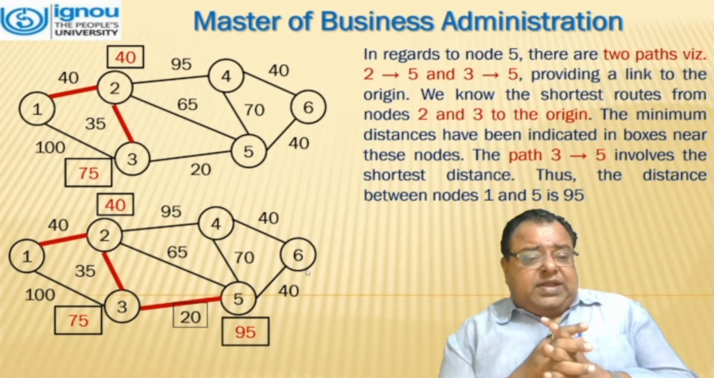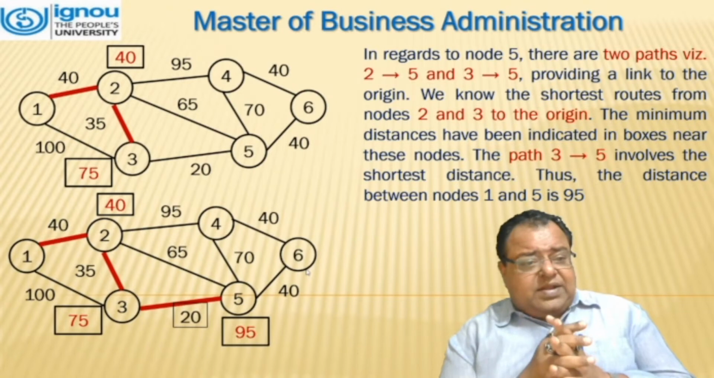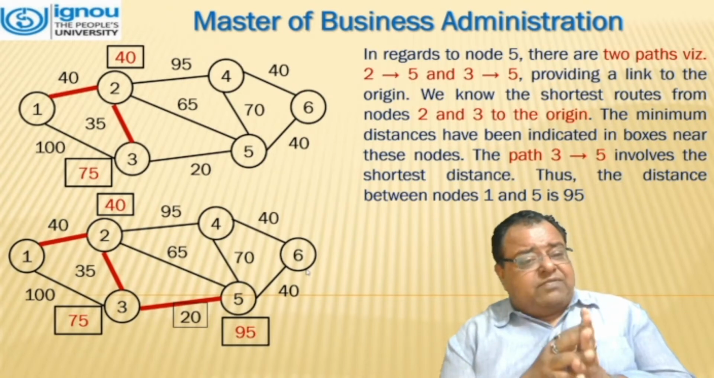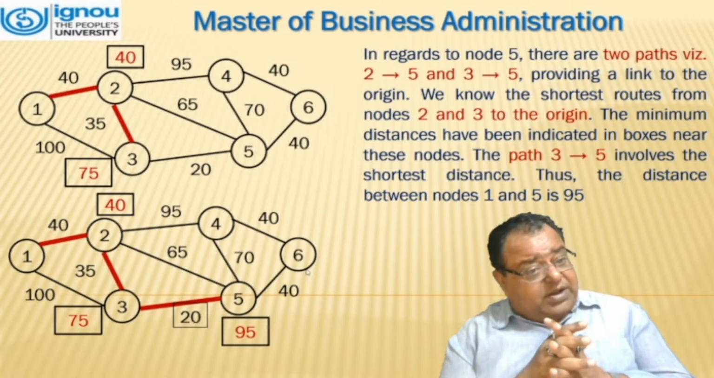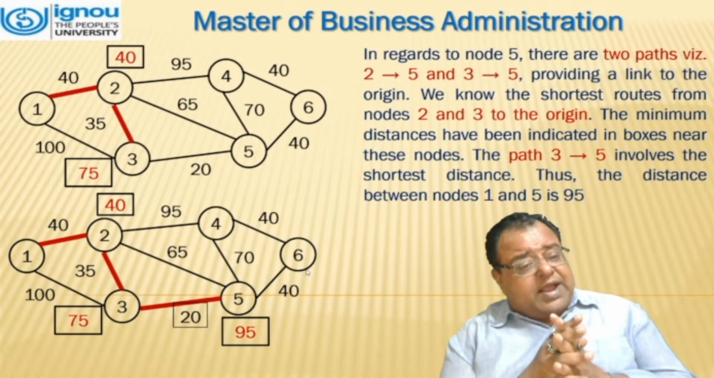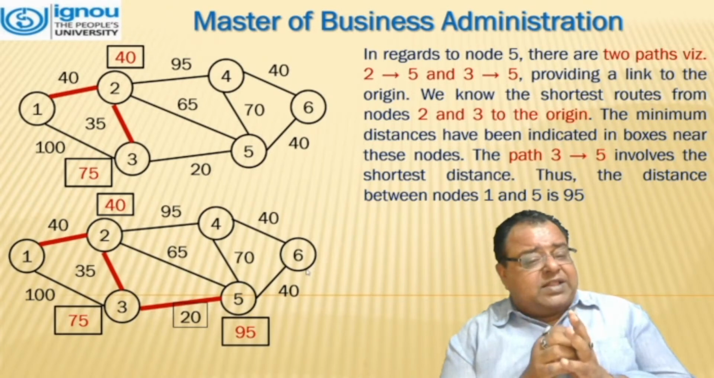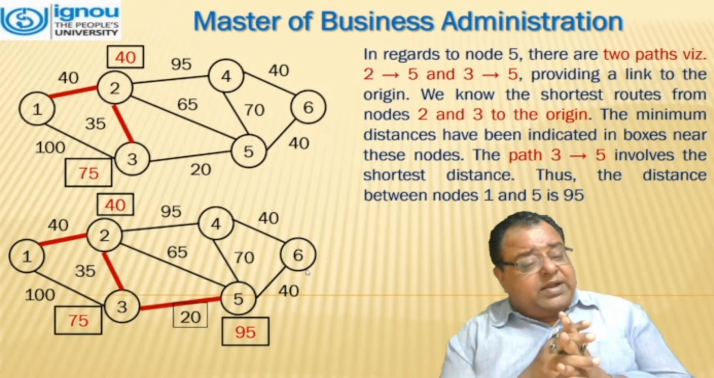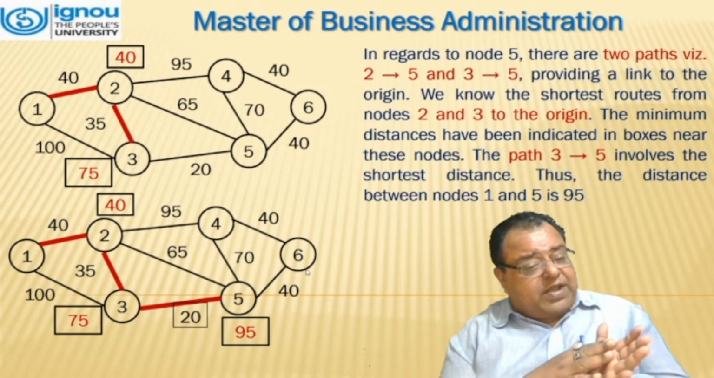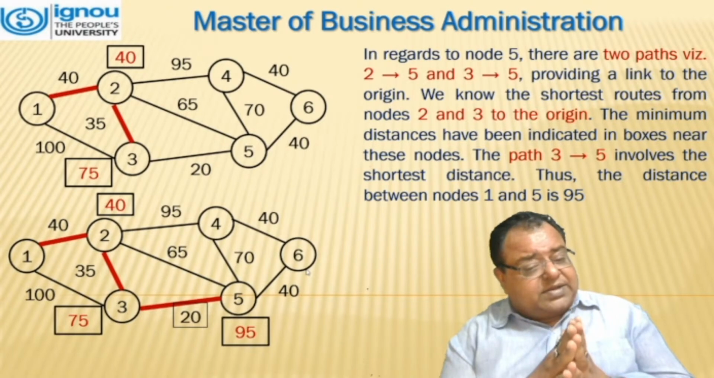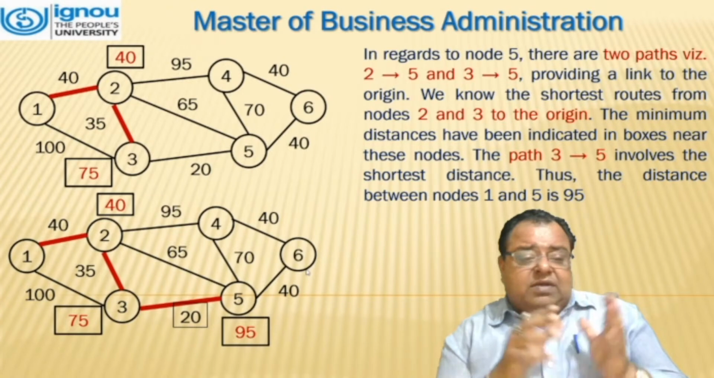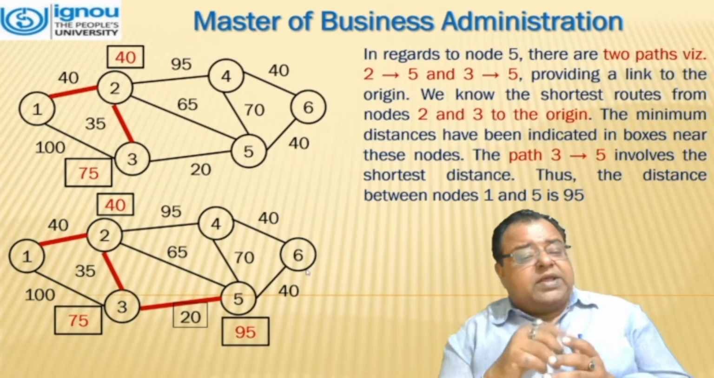From 3, we can see that there are two options, 2 to 5 and 3 to 5. If we talk about the minimum, it is 20, which is from 3 to 5. That means we will straight away discard the route 2 to 5 and add 20 to 75. That means we have reached station 5, and the total distance traveled is 95. So now our path is from 1 to 2, 2 to 3, 3 to 5.